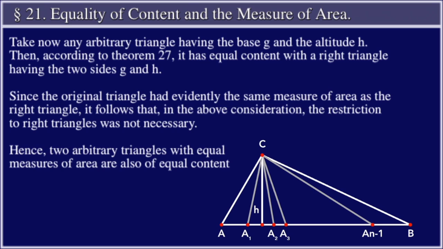Take now any arbitrary triangle having the base G and altitude H. Then, according to theorem 27, it has equal content with a right triangle having the two sides G and H. Since the original triangle had evidently the same measure of area as the right triangle, it follows that, in the above consideration, the restriction to right triangles was not necessary. Hence, two arbitrary triangles with equal measure of area are also of equal content.